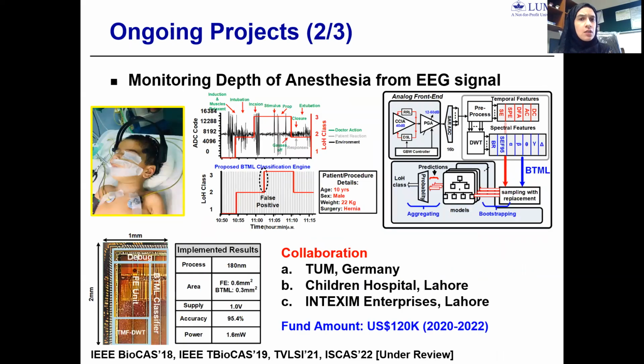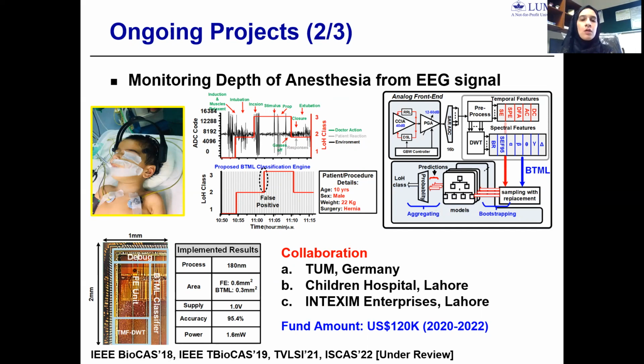The other project involves monitoring the depth of anesthesia from EEG signals. In this project, we have measured and recorded EEG data from different patients in the local children's hospital, and we have developed an algorithm to monitor the depth of anesthesia. We have also gotten excellent results, with an accuracy of 95%.